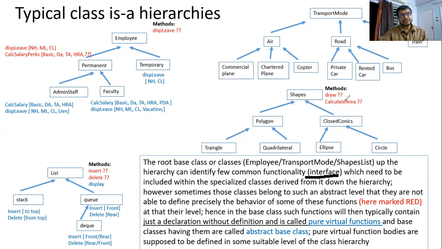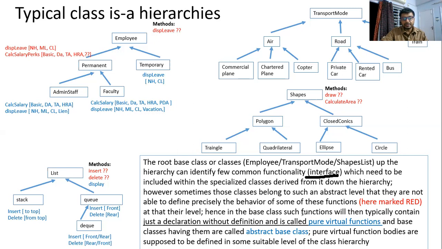So in such a sense, these abstract base classes provide a common interface that all the derived classes which will be created from it should follow. But again, as you know, the derived classes can have some additional functions also apart from the common functionality. And here we have marked in red those methods which, at a particular level, are incomplete or cannot be known.